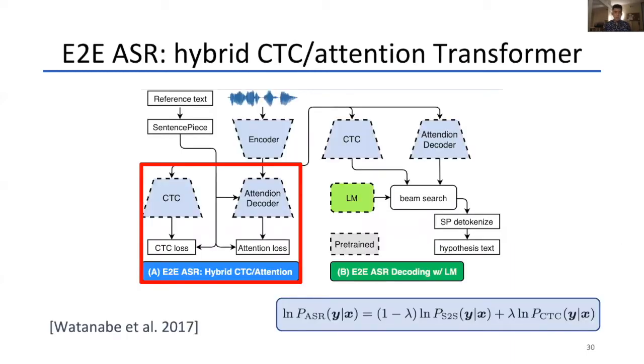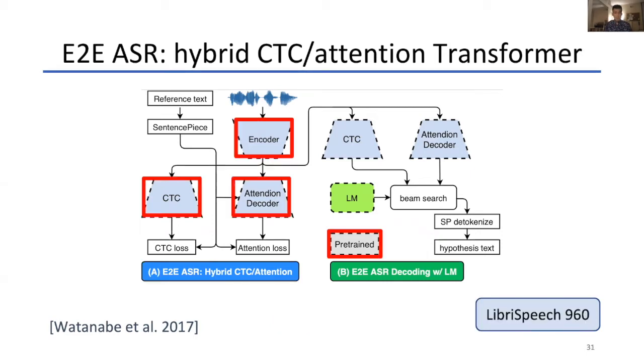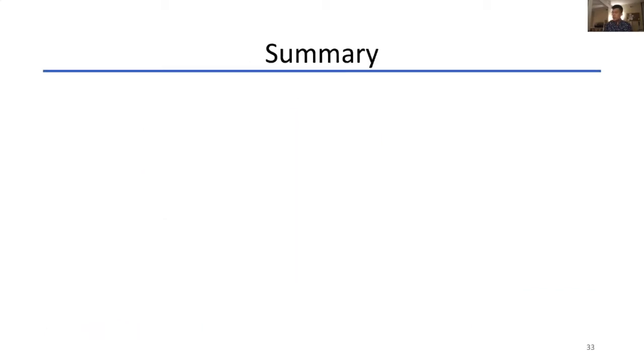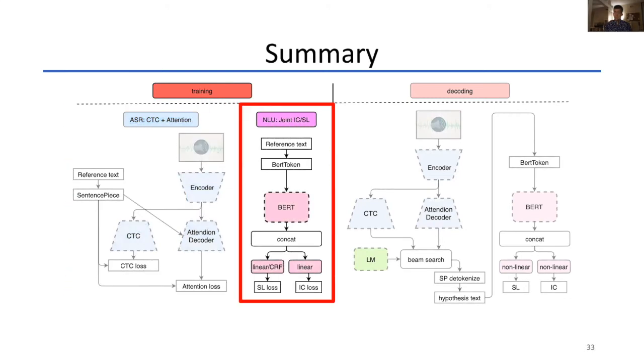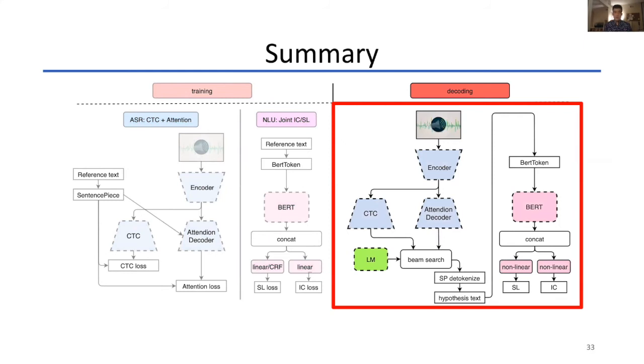For the ASR model, we went for the end-to-end ASR that is based on Shinji Watanabe's work. Here we have a transformer encoder-decoder architecture that is trained with two objectives, the CTC loss and the attention loss. And each component is pre-trained on LibriSpeech 960 hours. In summary, in our two-stage approach, during training we first train the ASR, and we train the NLU model, which is a BERT. And during decoding, we simply take the ASR top-one hypothesis and input that to BERT to get the results.